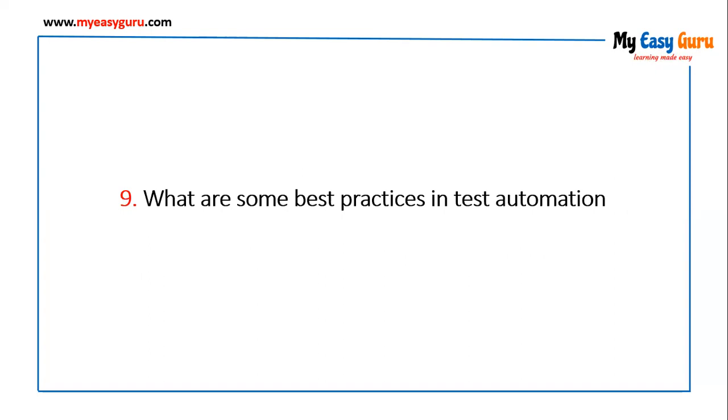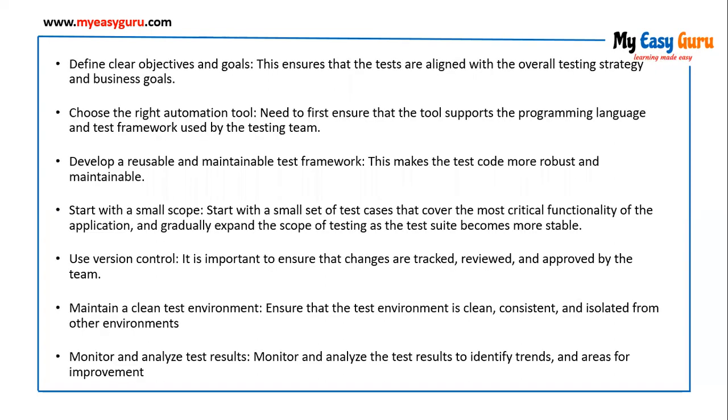Let's understand what are some best practices in test automation. First, define clear objectives and goals. This ensures that the testers are aligned with the overall testing strategy and business goals. Choose the right automation tool. As we discussed in the last question, first we need to ensure that the tool supports the programming language and test framework used by the testing team.